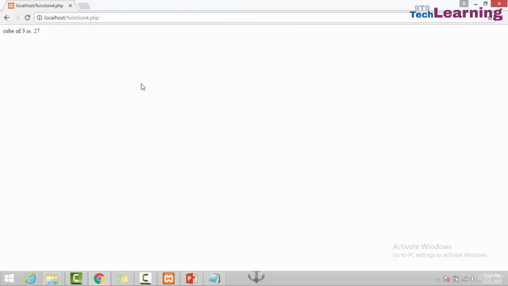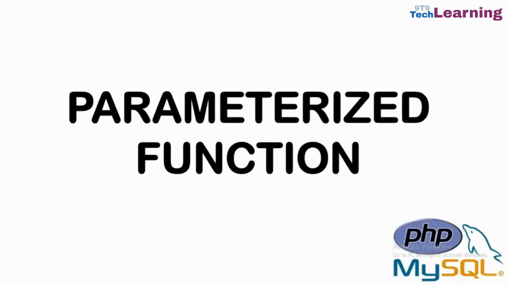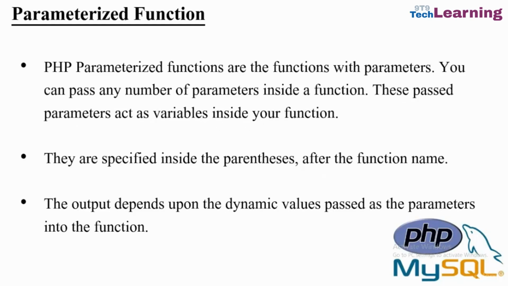So this was about introduction to functions in PHP. This video is about parameterized functions in PHP. PHP parameterized functions are the functions with parameters. You can pass any number of parameters inside a function. These passed parameters act as variables inside your function. They are specified inside the parentheses after the function name. The output depends upon the dynamic values passed as the parameters into the function.